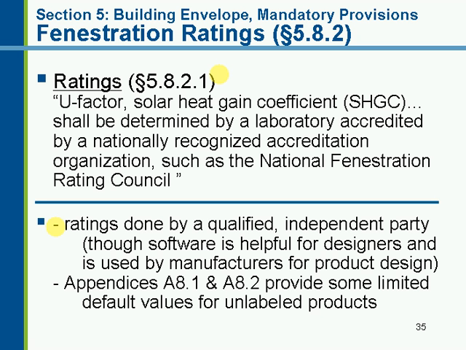It's helpful for designers to get a sense of what type of products you might need to specify. Manufacturers use it all the time for product design. It's much easier than putting together a prototype and having that tested. You can check out a lot of things by working with variants in the software. There are some limited default values, some U-factors in Appendices A 8.1 and 8.2 for unlabeled products, but they're pretty limited. You're really going to want to get the NFRC ratings.